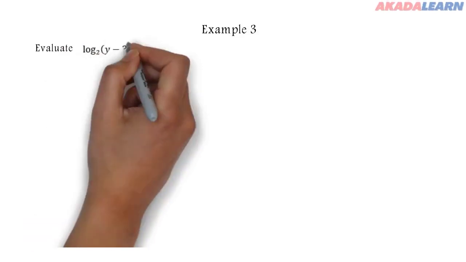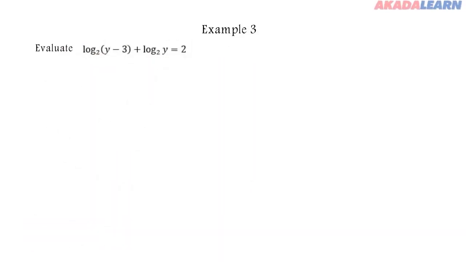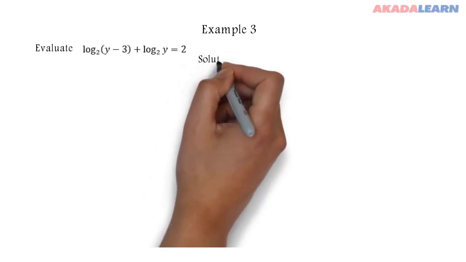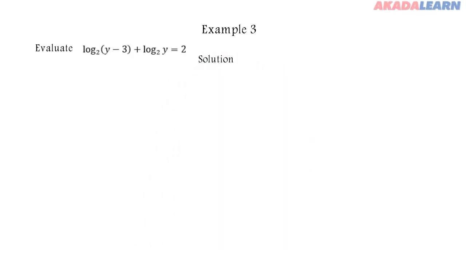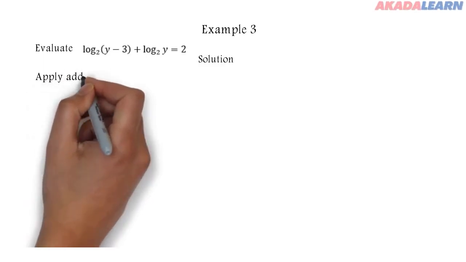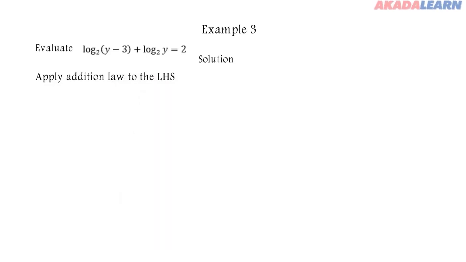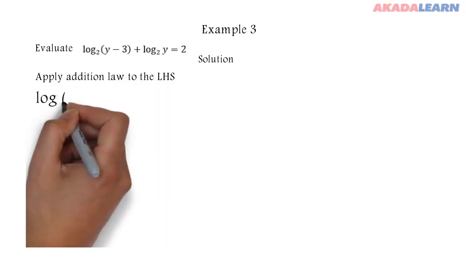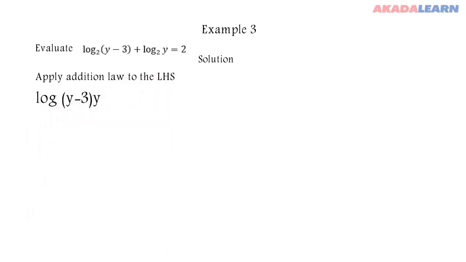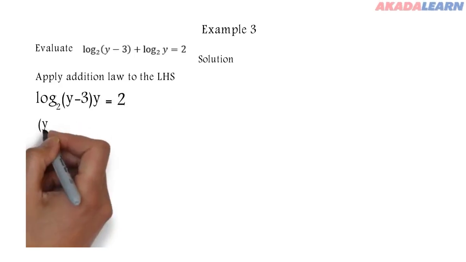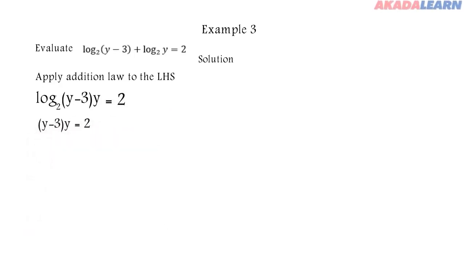We are asked to evaluate log (y minus 3) base 2 plus log y base 2 equals 2. The first thing we are going to do is apply the addition law to the left hand side of the given question, meaning that we are going to say log y times (y minus 3) base 2, which will be equal to 2. So we will now convert to index form and say y times (y minus 3) will be equal to 2 raised to power 2.